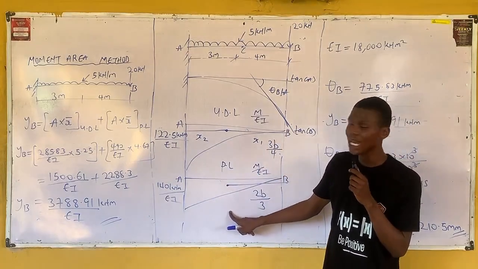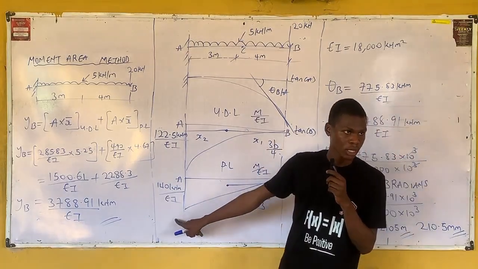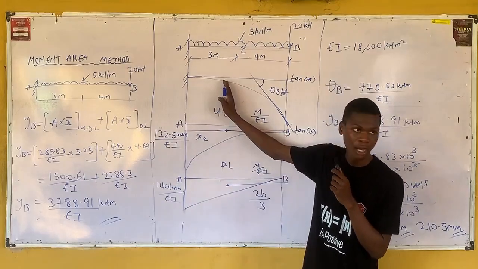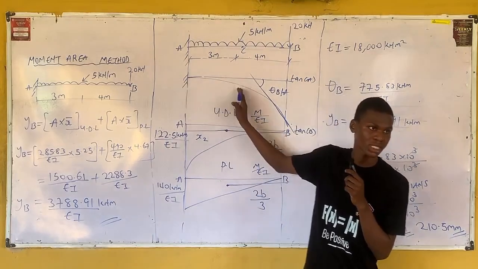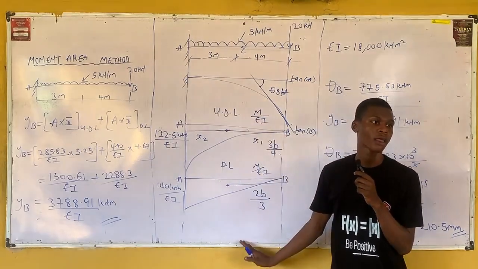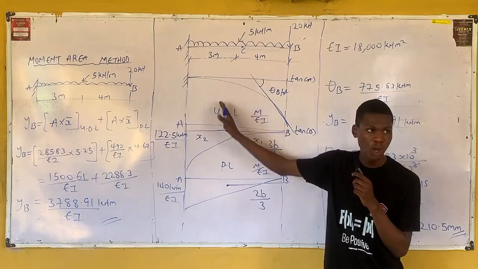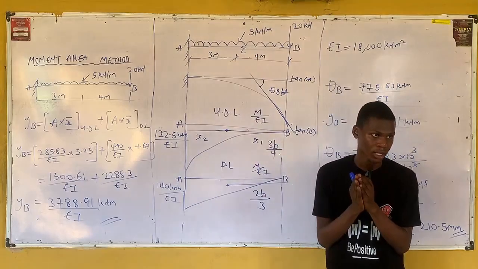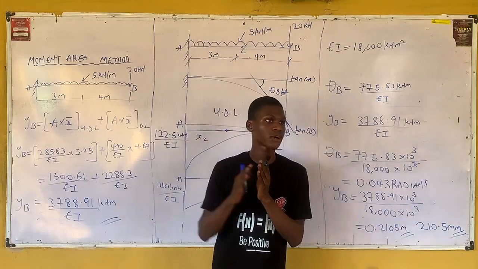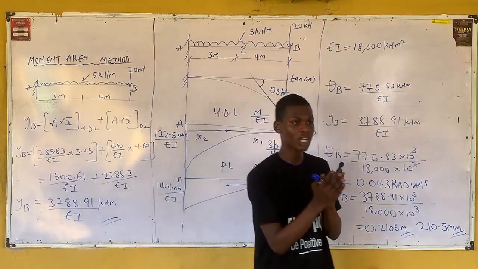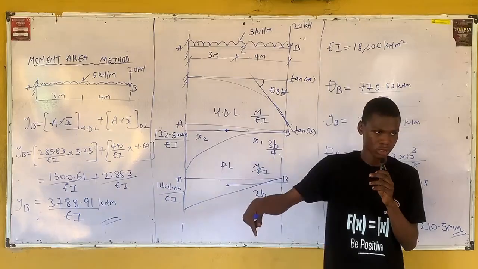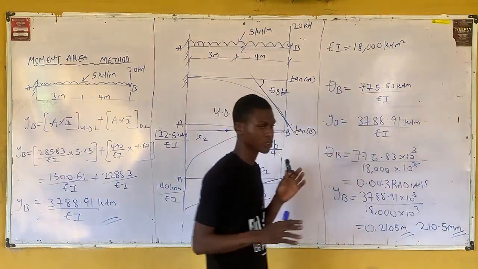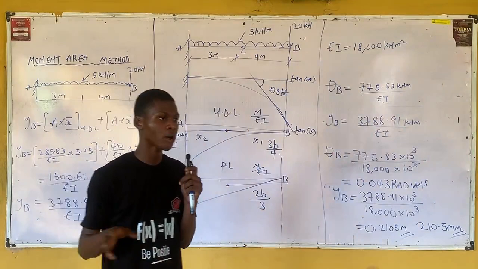Then by the time you know that, you relate C to A, meaning you are interested in the shape between point A to C. So you are going to get the area of that shape for UDL and point load. Sum your answer. That's for your what? Slope. For your deflection, the area that you've gotten multiply by the centroid. So that's how it works. So any questions so far?